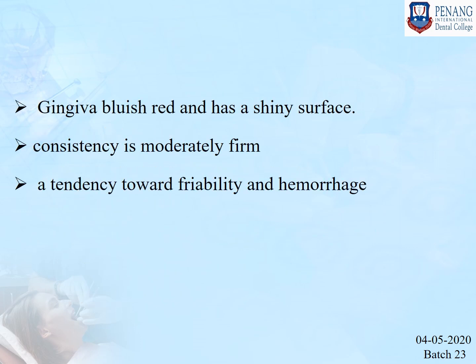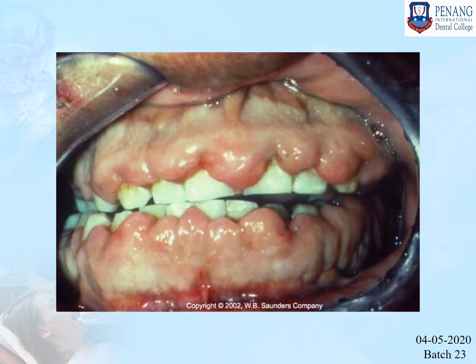Gingiva is bluish red and has a shiny surface. Consistency is moderately firm. There will be a tendency towards friability and hemorrhage. So this is how it will look.